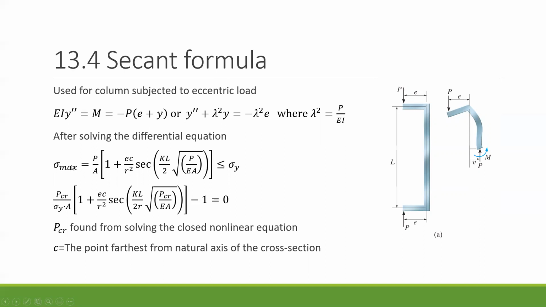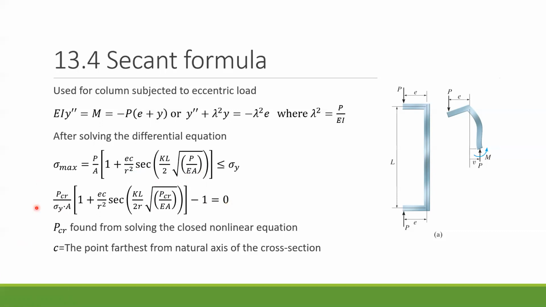Sigma maximum, the maximum yield stress, is P over A times the bracket with e, the eccentricity, c over r squared, and secant of KL over r times the square root of P over EA, which should equal sigma y. If I rearrange this function, we get P critical like this. So is it simple or not? I don't know. The first difficulty is that there are so many terms in this function.